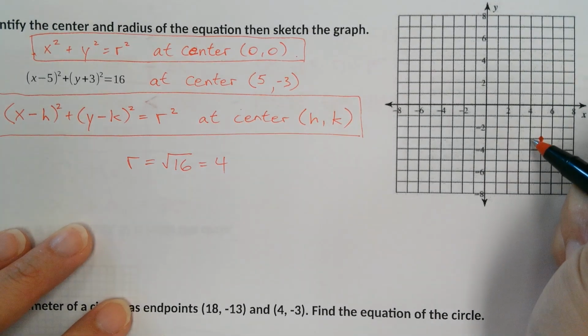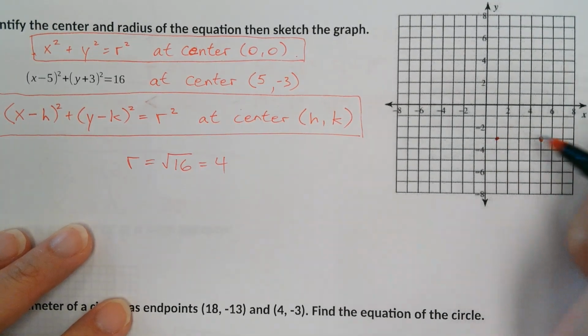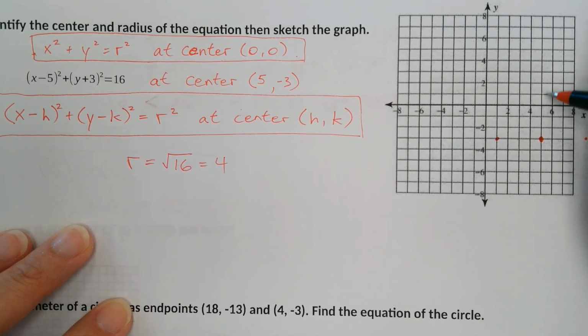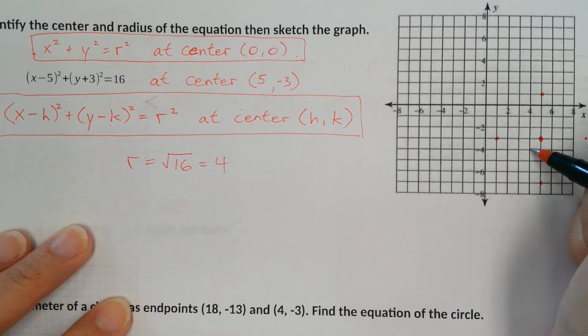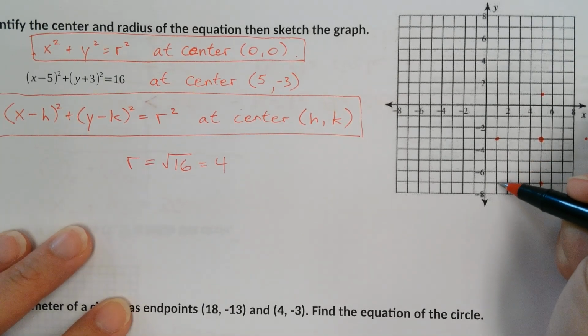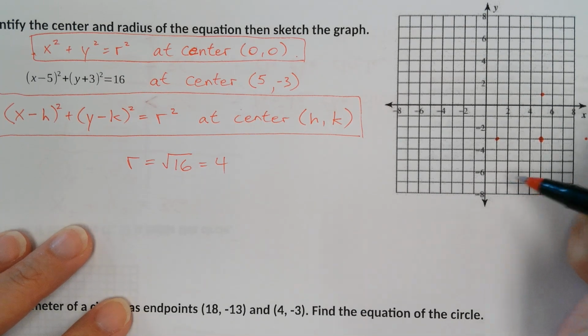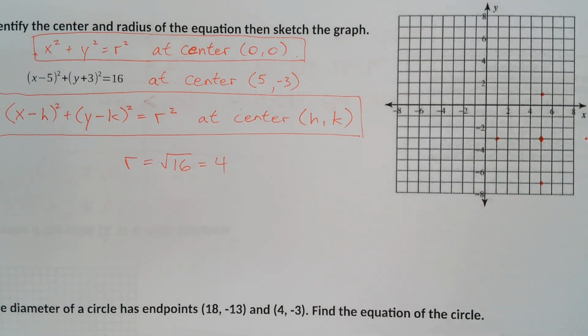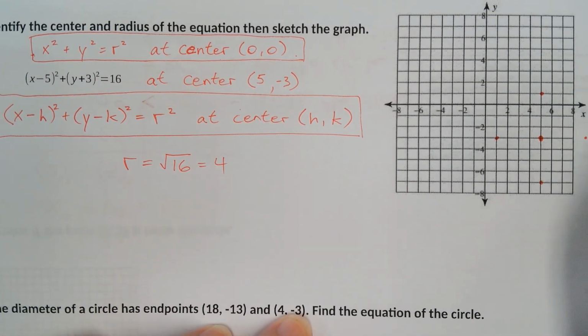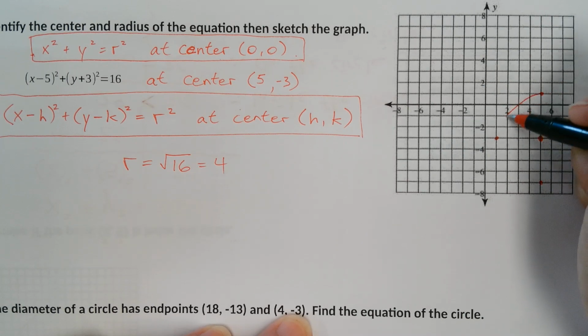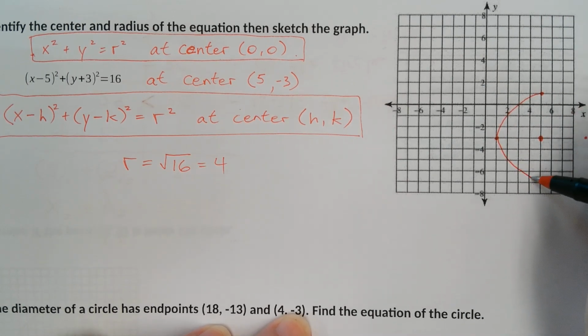So I can go 4 on this side: 1, 2, 3, 4. 4 on this side. 1, 2, 3, 4 up this side. 1, 2, 3, 4. Can I go like this and do 1, 2, 3, 4 like that? No. Remember, just like in a triangle, your diagonal, your hypotenuse is always longer. So it's not diagonally. You can only do the radius up, down, left, and right. And then it should be enough for you to draw the circle.